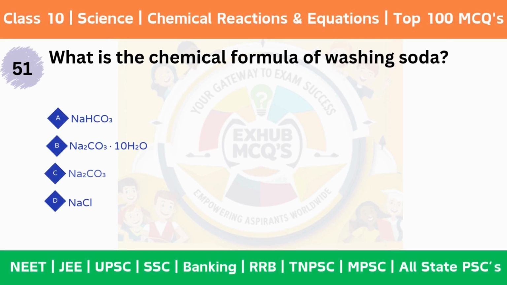MCQ 51. What is the chemical formula of washing soda? Option A, sodium bicarbonate. Option B, sodium carbonate decahydrate. Option C, sodium carbonate. Option D, sodium chloride.